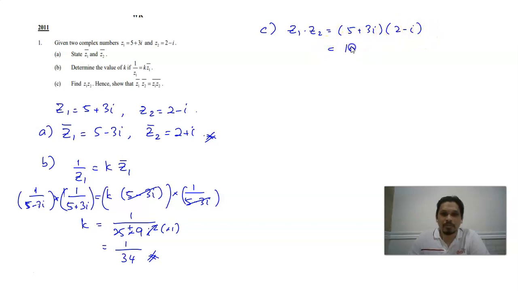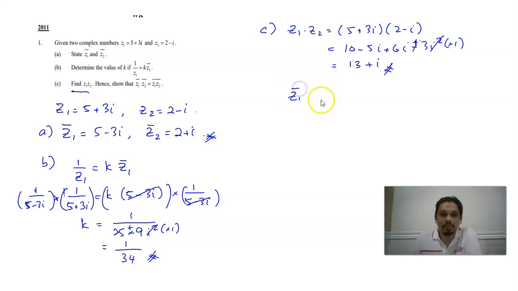So 5 times 2, then 5 times negative i, minus 5i. 3i times 2 equal to 6i, and positive 3i times negative i, negative 3i squared, where i squared is negative 1 here. So negative times negative, positive. So 10 plus 3 equal to 13, 6i minus 5i, plus i. This is the first solution for this one here: Z1 times Z2.